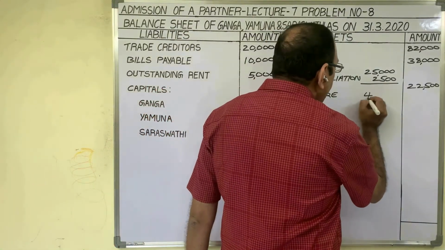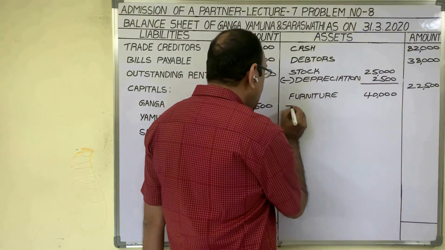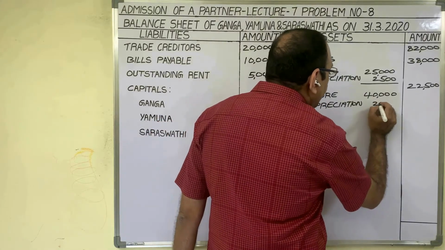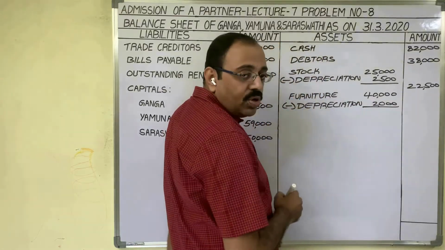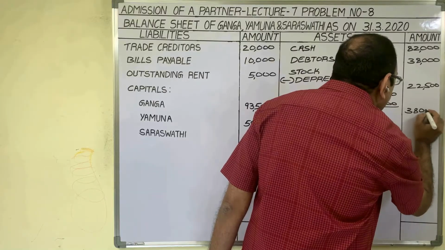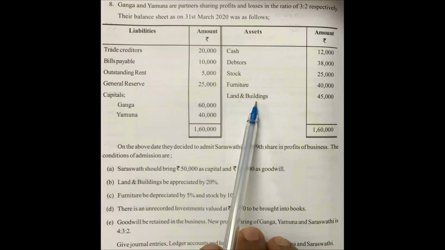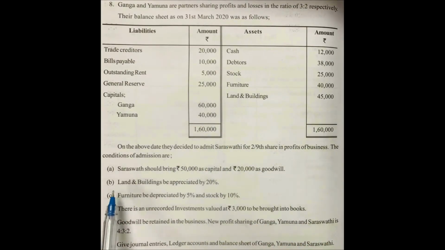In inner column, show the old balance sheet value, book value 40,000 minus depreciation. In revaluation account we have calculated 5% of 40,000 is 2,000 rupees. Now market value of furniture is 38,000 rupees. Show that in outer column. Next, land and buildings 45,000 rupees. Related to land and buildings, adjustment number B. Land and buildings appreciated by 20%.